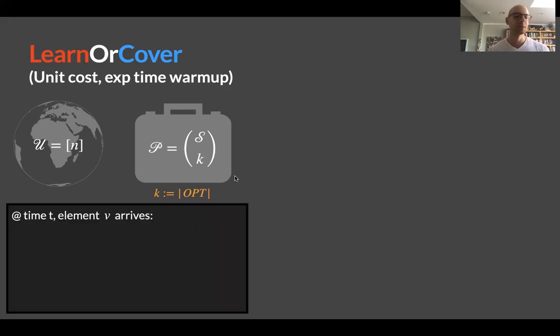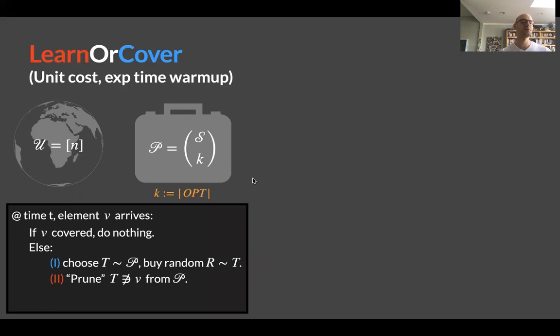Now here is the algorithm. At time t, the element V arrives. If V is already covered on arrival, there's no need to do anything. That's like the example we saw at the beginning of the talk. On the other hand, if V is uncovered, we'll do two things. We'll pick a T uniformly at random from our portfolio P, and we'll buy a random R from T. Recall the type of P is the set of all K tuples. So T that we sample is a K tuple of sets, and so we can pick a random set from this K tuple, R.